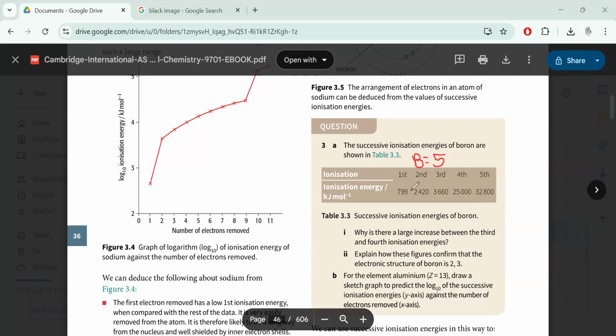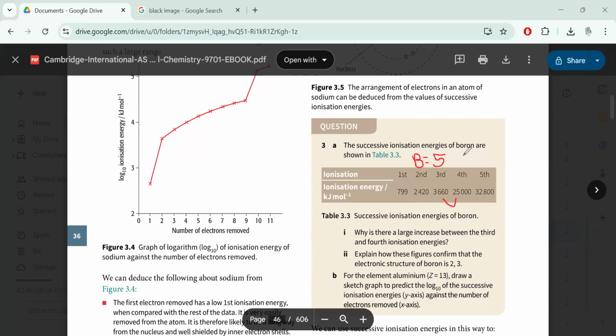The ionization energy is about removing all the electrons of boron. We can notice that the first and second ionization energy don't have that much significance, and neither do the second and third. But the interesting part is from the third to the fourth, which has a pretty huge leap from 3,000 to 25,000. So the question is, why is there a large increase between the third and fourth ionization energies?